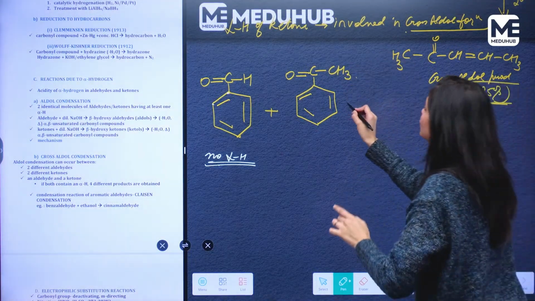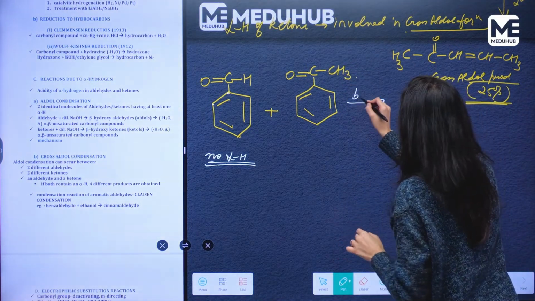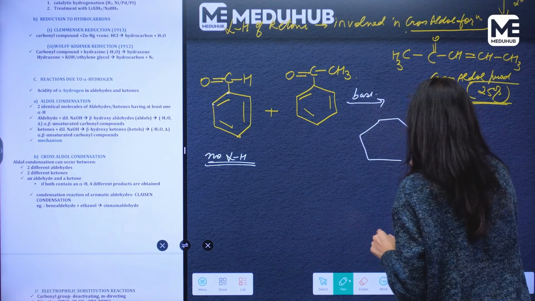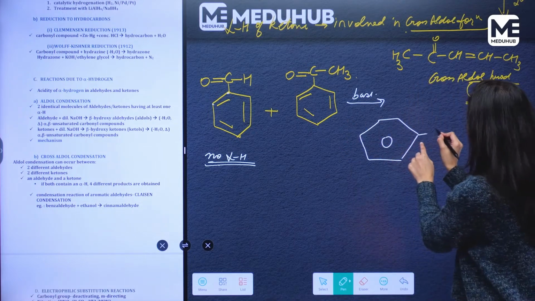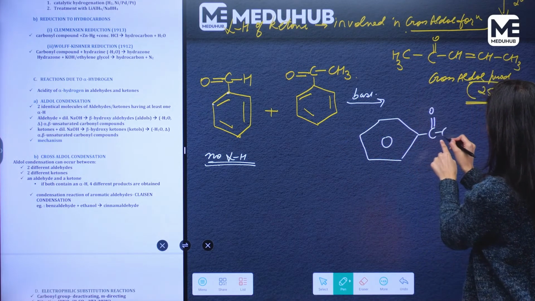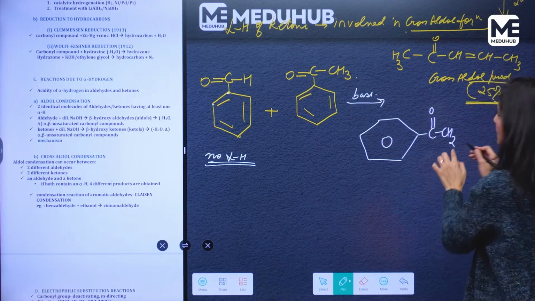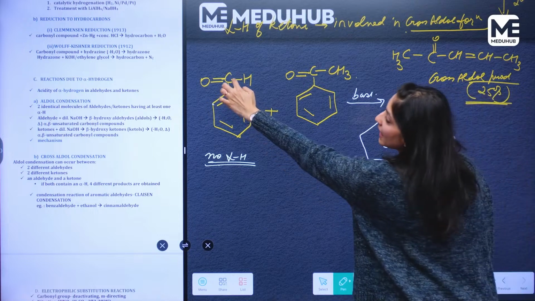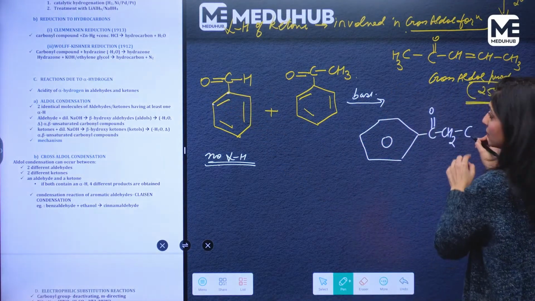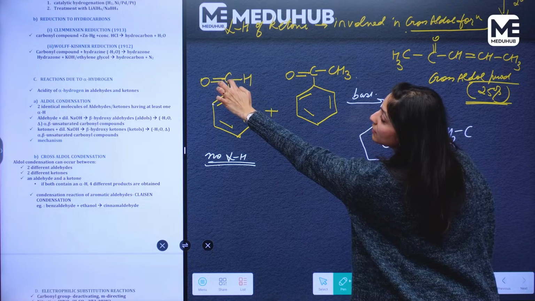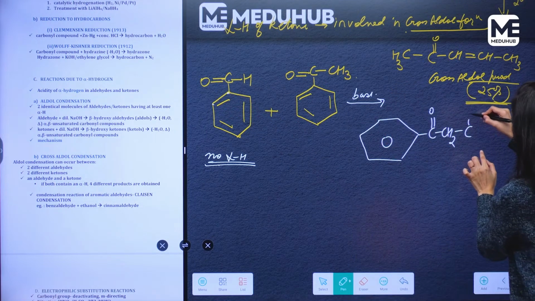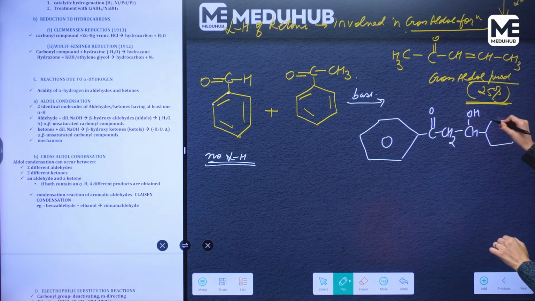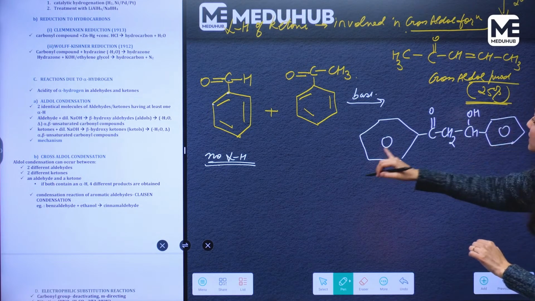So the alpha hydrogen would be lost from here. We can draw the structure like this. This is the carbonyl carbon. Instead of CH3 now we will have CH2, 1 hydrogen lost from here. This carbon will attack this carbonyl carbon here. This is this carbon. The carbon here is this. This will get attached to OH now. And further it is attached to a benzene ring. This is the product.